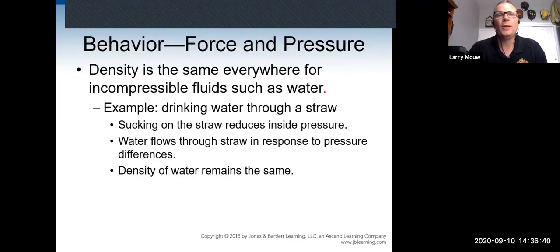Density is the same everywhere for incompressible fluids such as water. Think about water, you can't compress it down. If you try and compress it, it's going to blow out of the container it's in.